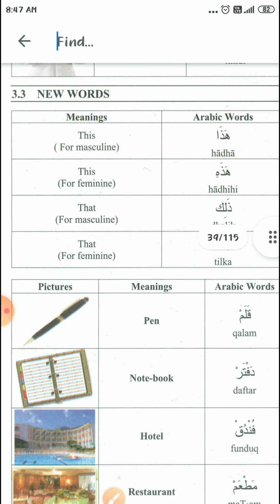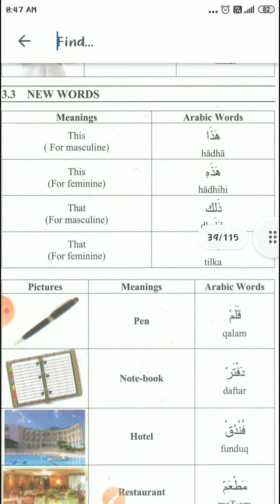hada, this. It is a demonstrative pronoun and adjective which is used for masculine. Hazihi means this also, but used for feminine. Dhalika means that, used for masculine. Tilka means also that, used for feminine.